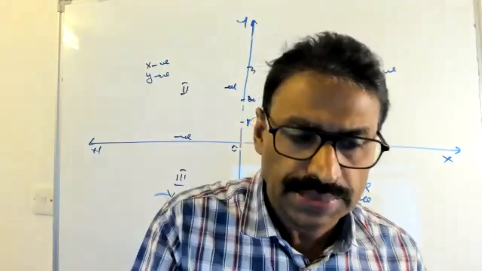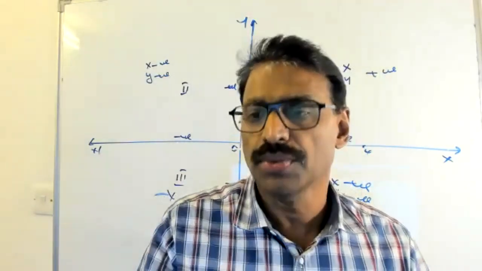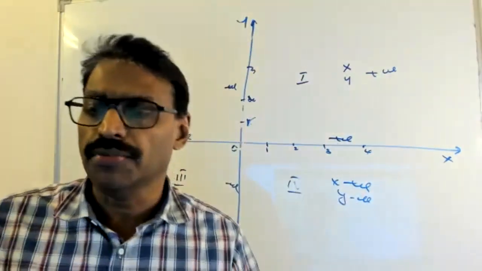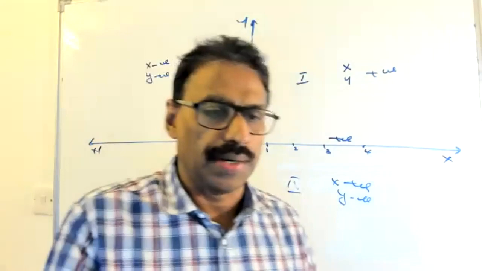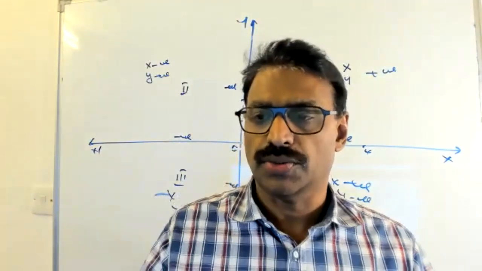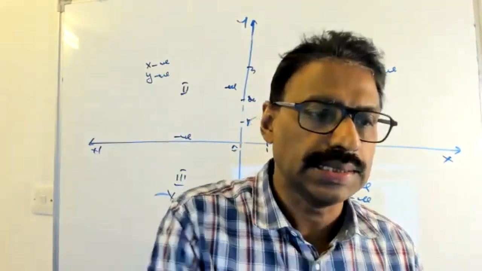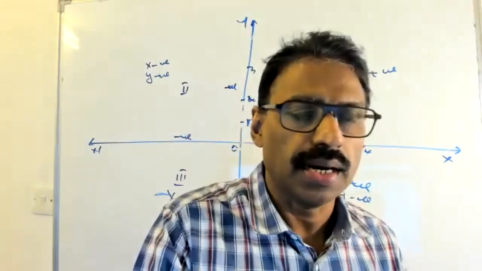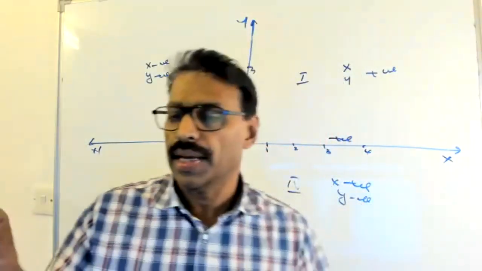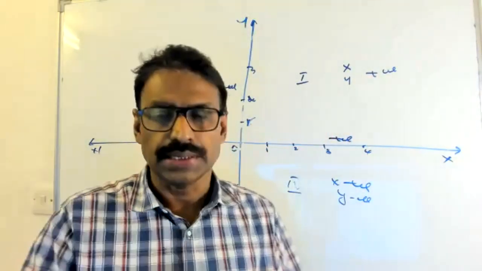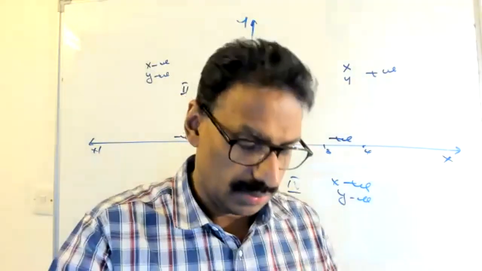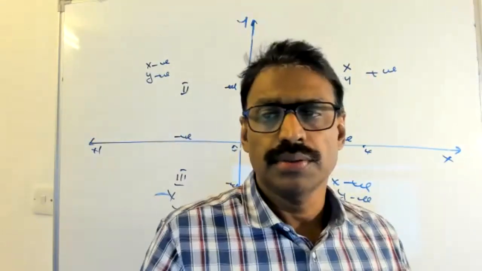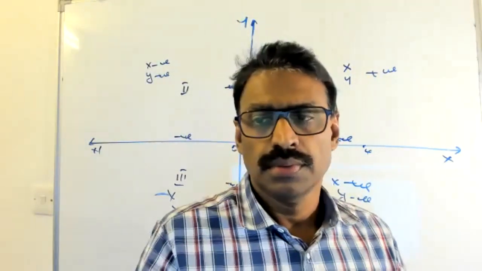Two perpendicular lines divide the plane into four quadrants: first quadrant, second quadrant, third quadrant, and fourth quadrant. In the first quadrant, x and y have positive values only. In the second quadrant, x is negative, y is positive. Third quadrant, x and y are negative. Fourth quadrant, x is positive, y is negative. Okay, clear or not? Yes, sir. Any doubt? No, sir. Okay.